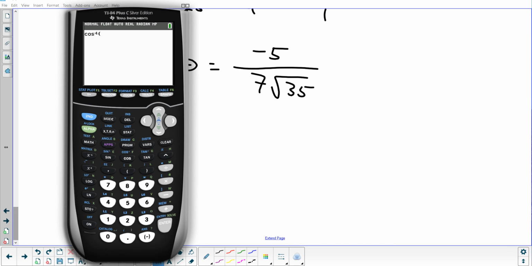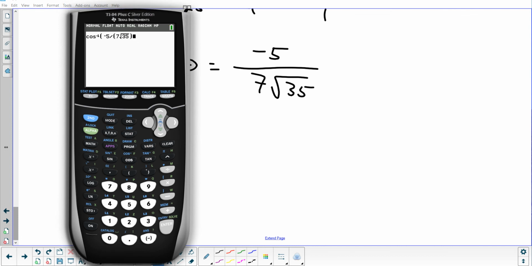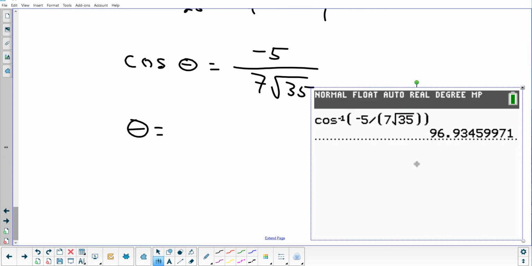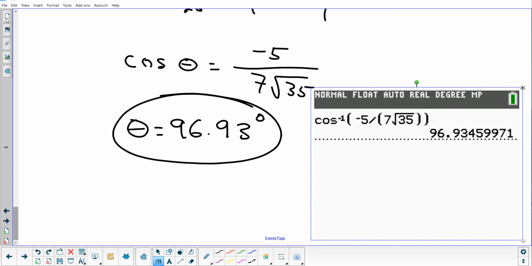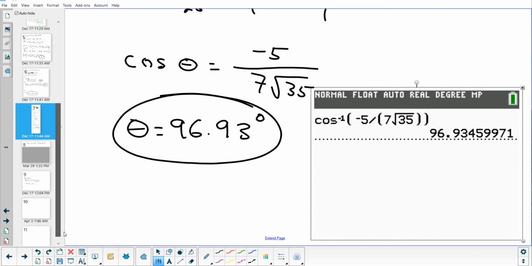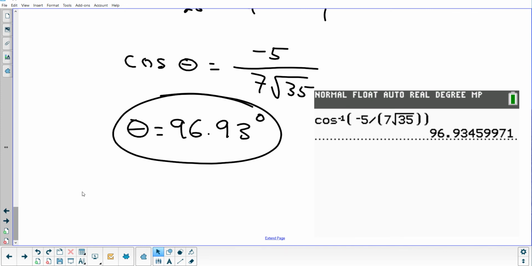Be careful when you type it. You're probably going to need an extra set of parentheses when you start your denominator. Just like that. Okay, I am in radians, so I'm going to switch that so I'm in degrees. Okay, so that's how you type it in, and that's your answer. 96.93. Any questions on it? All right, so that's pretty much how we do vectors in 3D. Not really that much harder than 2D.